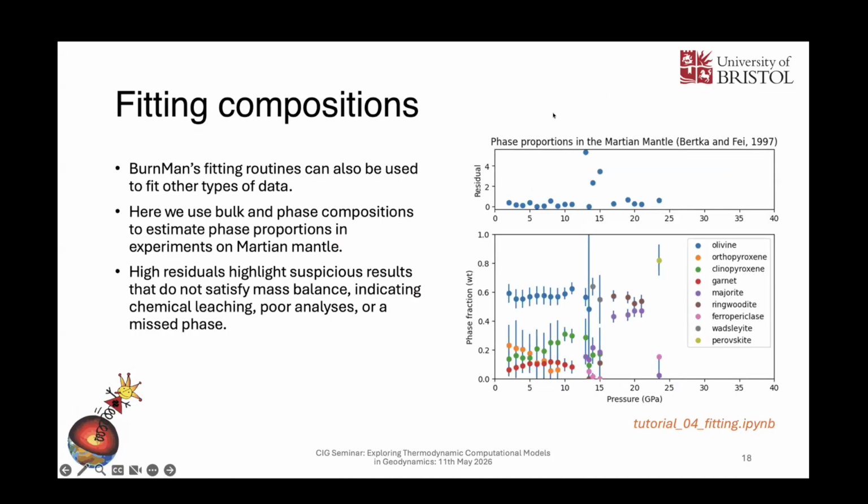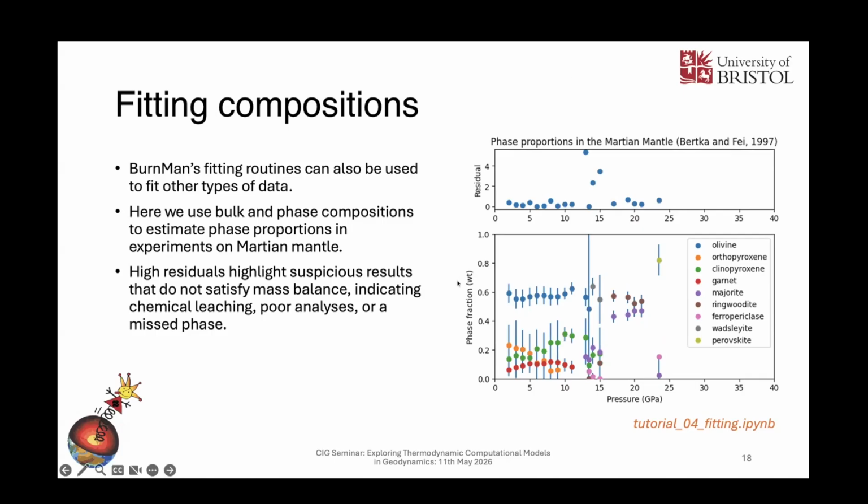We can also use BurnMan to fit compositions. So here, what I've done is I've taken a bunch of experiments that were provided by Berker and Fay in a paper in 1997. They provided all of the phase compositions and also the bulk composition of their sample, but they didn't provide estimates of phase fractions. So essentially how much of each phase was in their rock at each pressure and temperature that they did their experiments at.